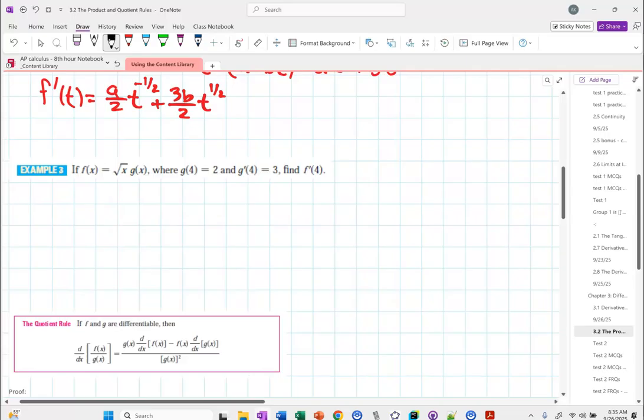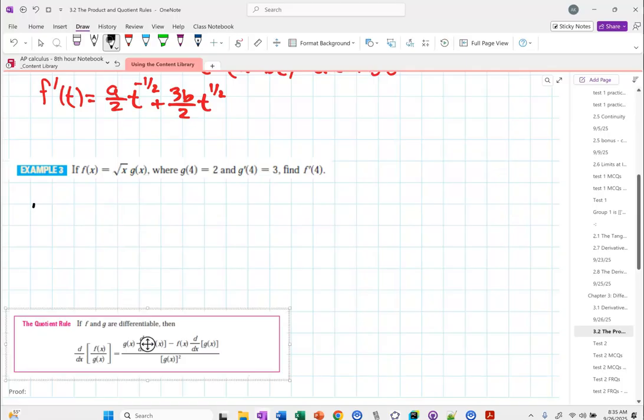All right, f of x equals square root x times g of x, and then we're given some information about g of 4 and g prime of 4, and asked to find f prime of 4. So if we want f prime, we're going to have to take the derivative of f. So we'll start by doing that. Now, square root x times g of x, 100% we have to do a product rule here, right? There's no way I can combine g of x, that we know nothing about, with a radical.